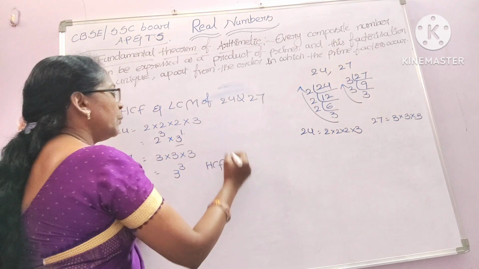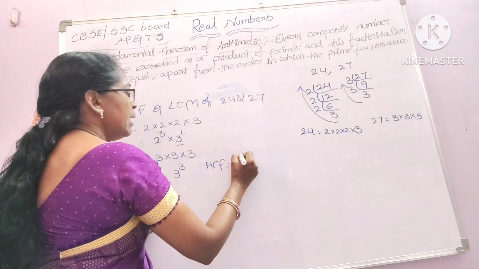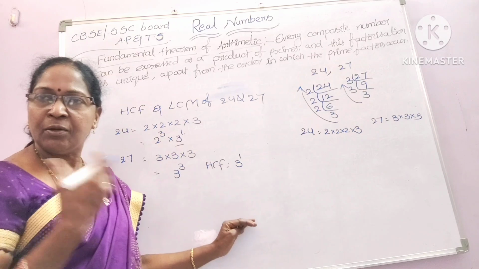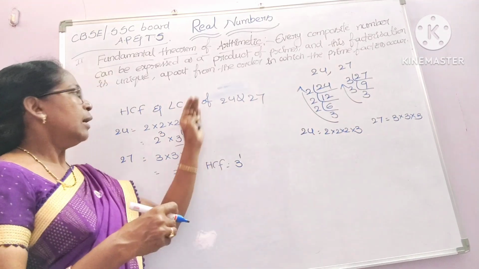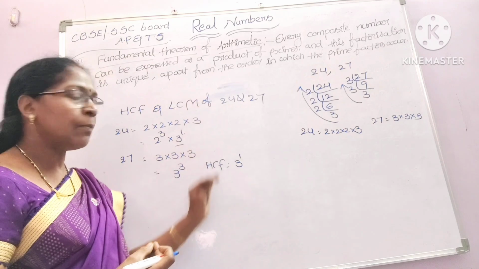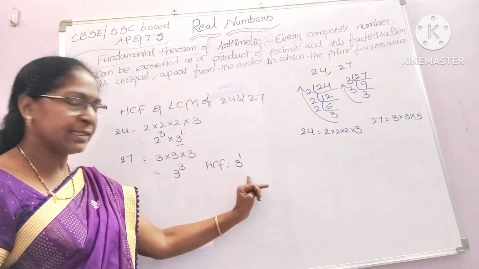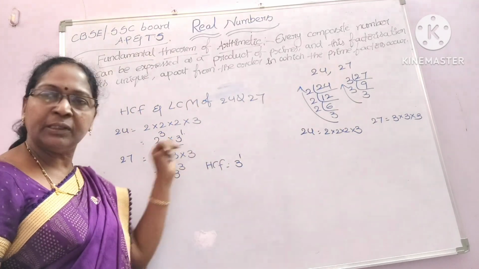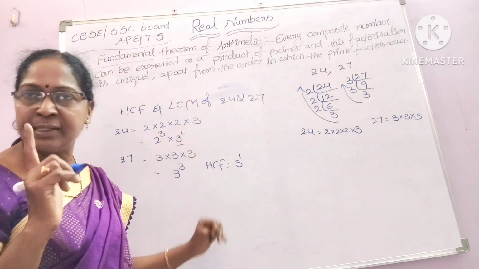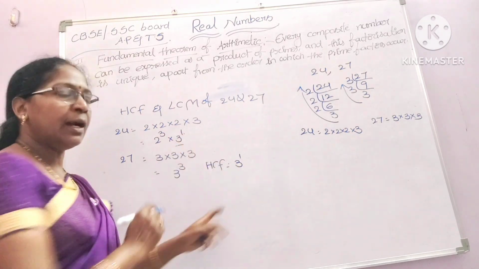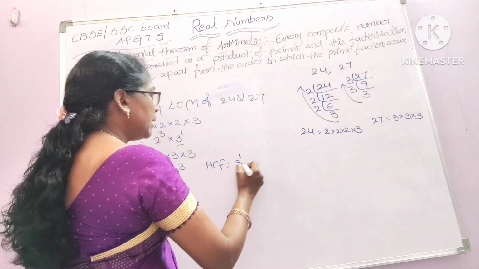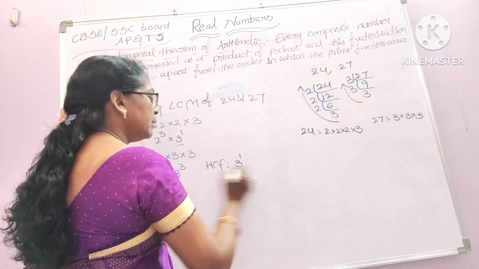So the HCF of both numbers equals, what is the answer? 3 power 1. The product of the least power of common factors, that is nothing but the HCF. In both the numbers, 3 is the only common factor and the least power of that common factor is 1. So due to that, you have to write 3 to the power 1. So that value, 3 to the power of 1, is nothing but 3.